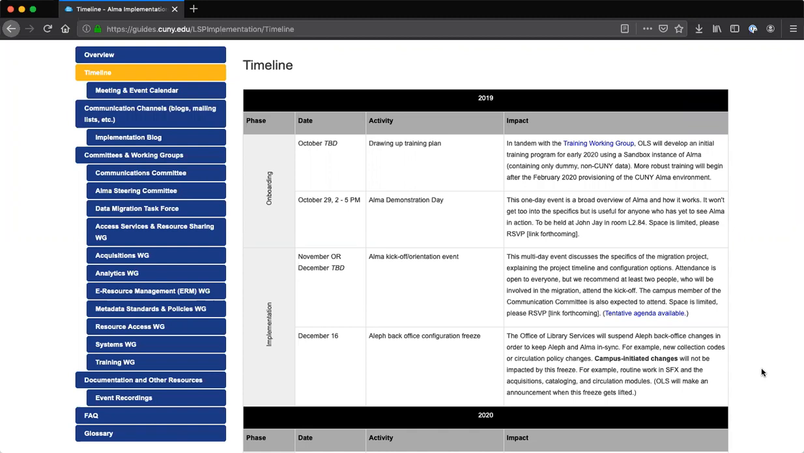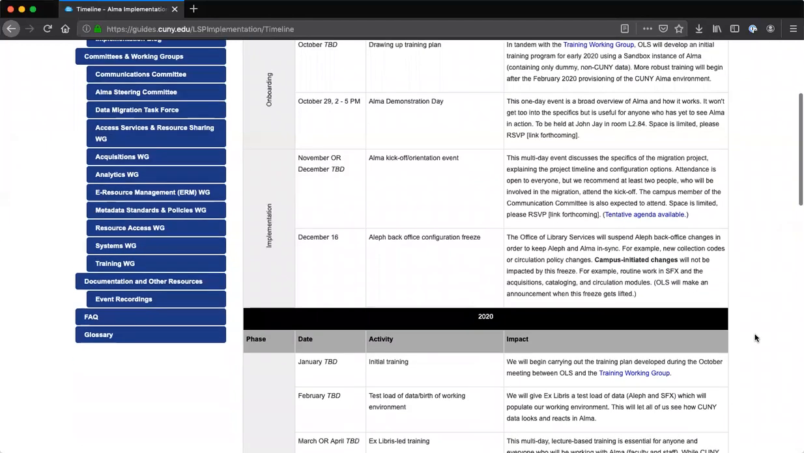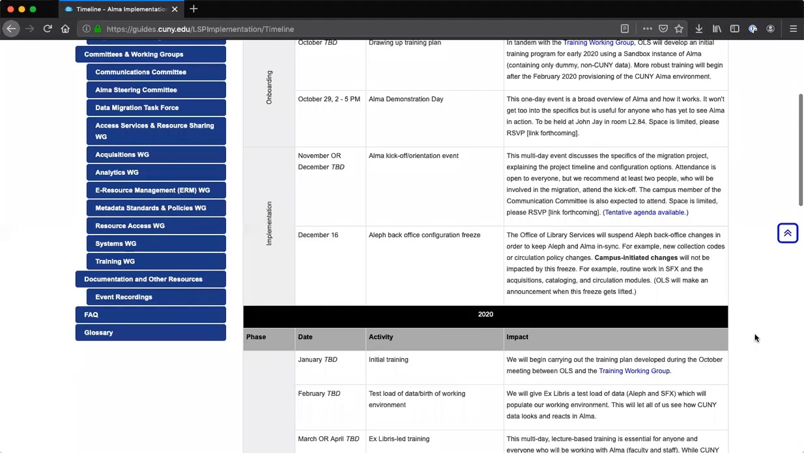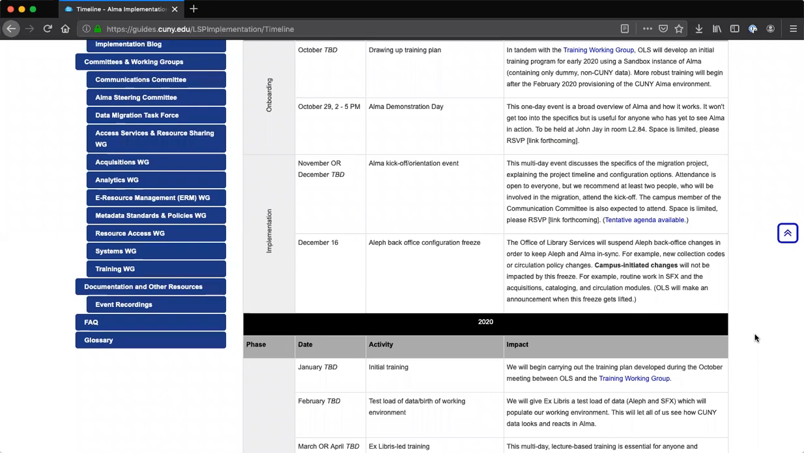So we honestly have done already more than other libraries have at this point in the migration process. So we are very much on track, I think, to have a very successful migration. And we have great working groups set up to help accomplish the things that we need during the implementation phase. So we're very confident that this will go very well.